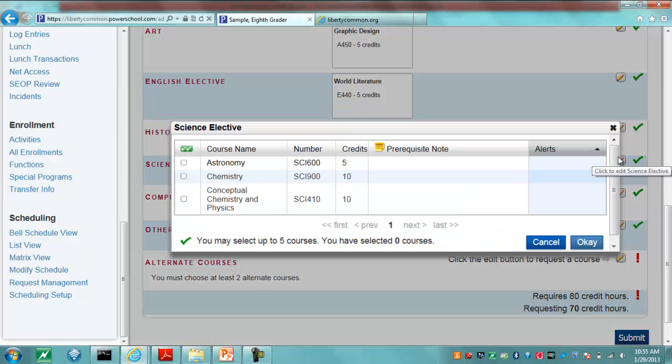Science electives. We have a few options here. You can take astronomy. Students can take chemistry. You do need to be in Algebra 2 or above, and understand that you would be in biology along with chemistry, so it can get a little heavy on the science side. Conceptual chemistry and physics is also an option for students who are interested in that class.